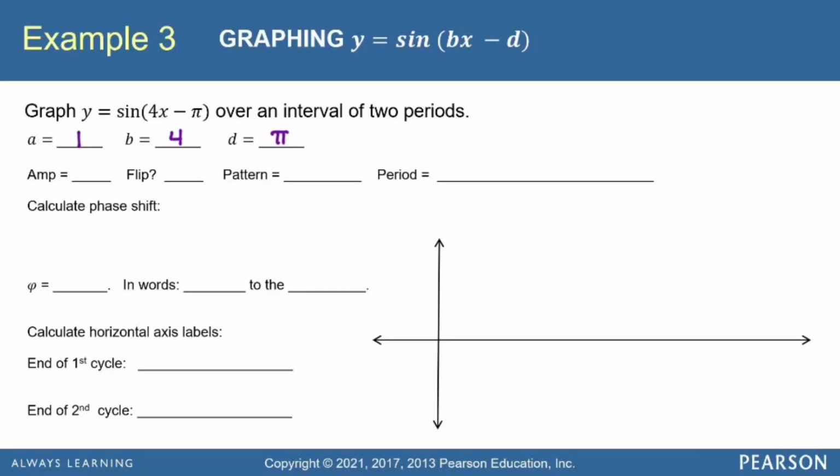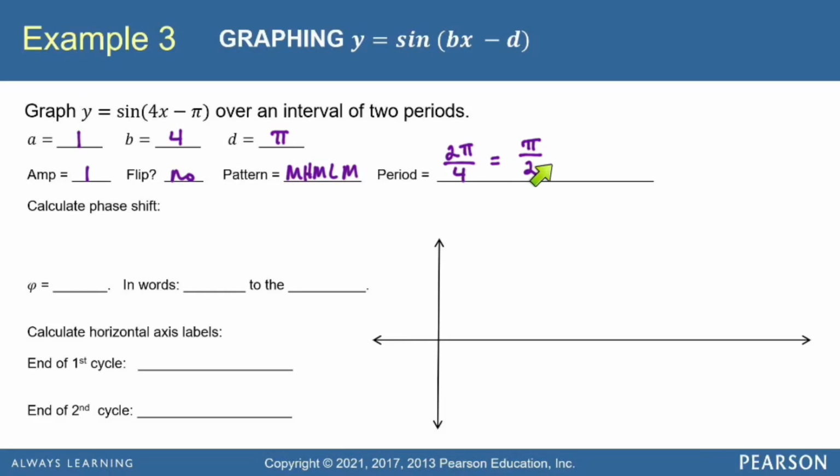Okay, so what does all of that mean for our graph? Well, we know that the amplitude will be 1, and because a is positive, there will be no flip. We know that the pattern is the basic sine pattern, so it's going to be middle, high, middle, low, middle. And then for the period, we know that period is 2 pi over b, so that's going to be 2 pi over 4, and that's going to reduce to just pi over 2.